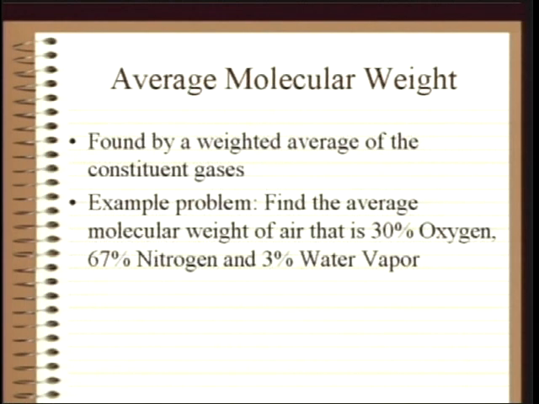The next topic we're going to look at is average molecular weight. And we went over in the last lecture how to find a weighted average, and we're going to have to do that for this example problem. For our example problem, find the average molecular weight of air that is 30% oxygen, 67% nitrogen, and 3% water vapor.